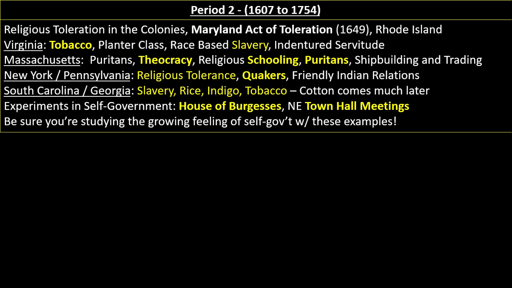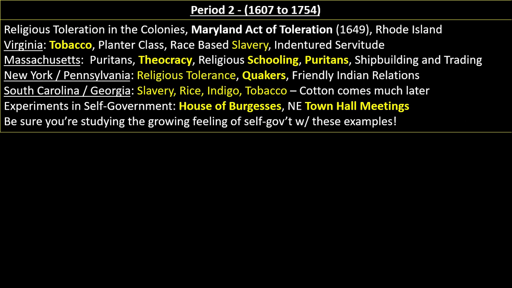Massachusetts, dominated by Puritans, is based upon a theocracy. You had to be a member of the church if you wanted to participate in the government. That all changes later on down the road, of course. There was a big emphasis on schooling, that Puritan work ethic and schooling. And so they had some of the most advanced education of the 13 colonies. Shipbuilding and trading, that was all dependent upon the climate and the soil being poor back in those times.